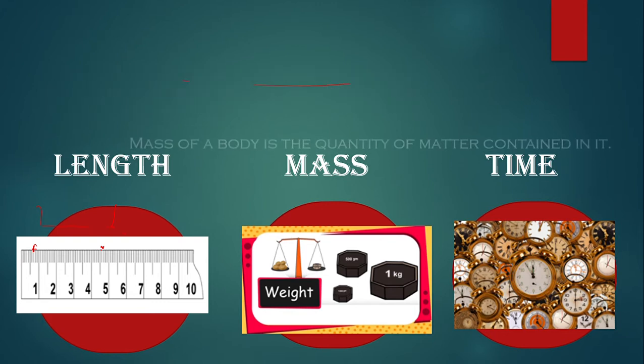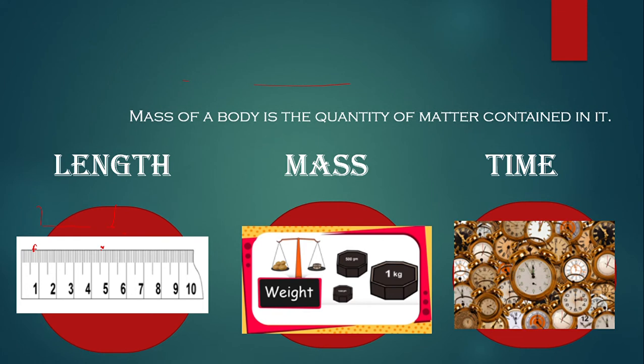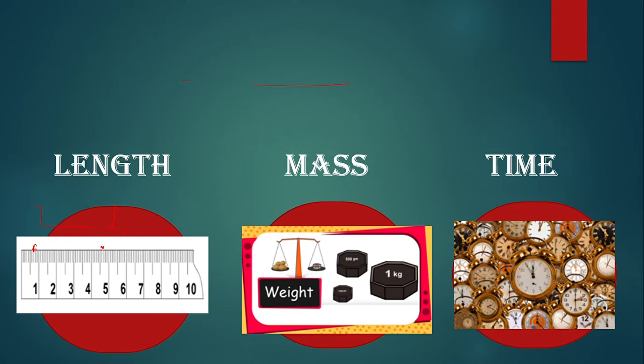Now what is mass? Mass is the matter contained in a body. Every body is made up of matter, and the matter that is inside that body is its mass. Similarly, time is the interval between two instances or two events that are happening. The interval between them is time.